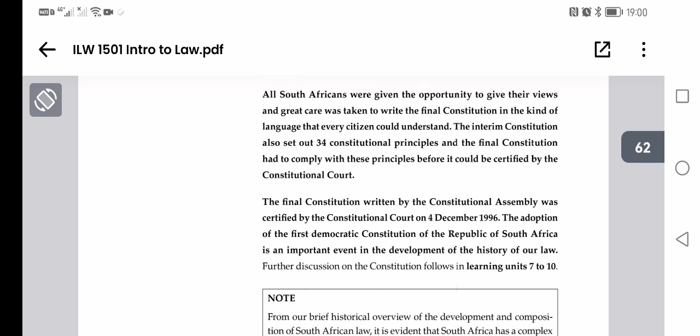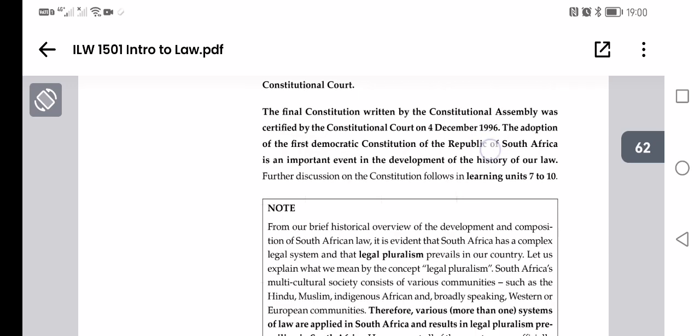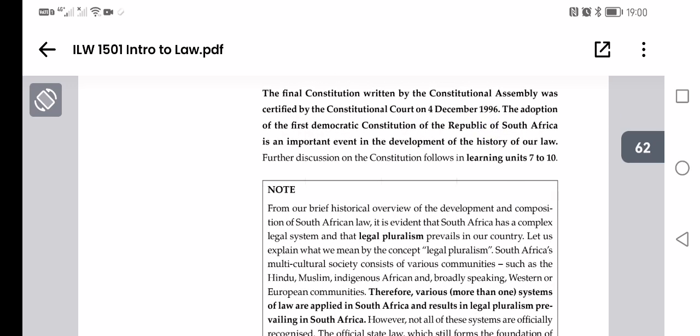All South Africans were given the opportunity to give their views, and great care was taken to write the final constitution in the kind of language that every citizen could understand. The interim constitution also set out 34 constitutional principles, and the final constitution had to comply with these principles before it could be certified by the Constitutional Court. The final constitution written by the Constitutional Assembly was certified by the Constitutional Court on the 4th of December 1996.